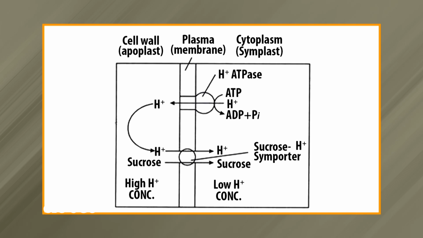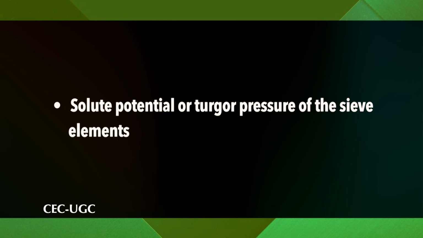There are many mechanisms which explain the regulation of sucrose loading from the apoplast to the sieve elements. Some of the most important regulatory factors in sucrose loading by the sucrose H+ symporter are: number 1, the solute potential or the turgor pressure of the sieve elements. Decrease in sieve element turgor increases sugar loading as a compensatory measure.